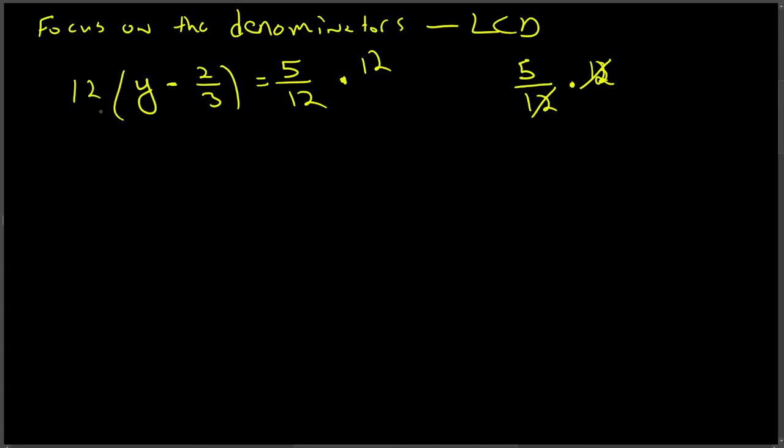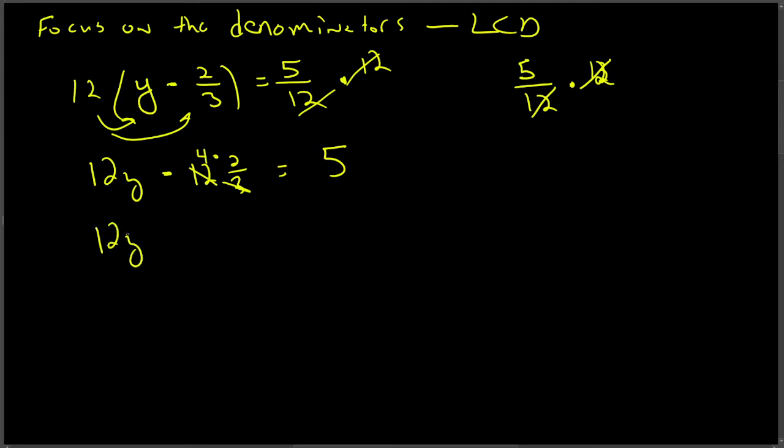So I'll start with my left-hand side. I'll distribute. And so 12 times y is 12y. Then I'm going to have 12 times 2/3. And then coming over here, these cancel, and I have 5. Now if I look at this, 3 goes into 12 4 times, and I get 4 times 2 up here. So I can rewrite this as 12y minus 8 equals 5. And now I have that nice linear equation I had before.